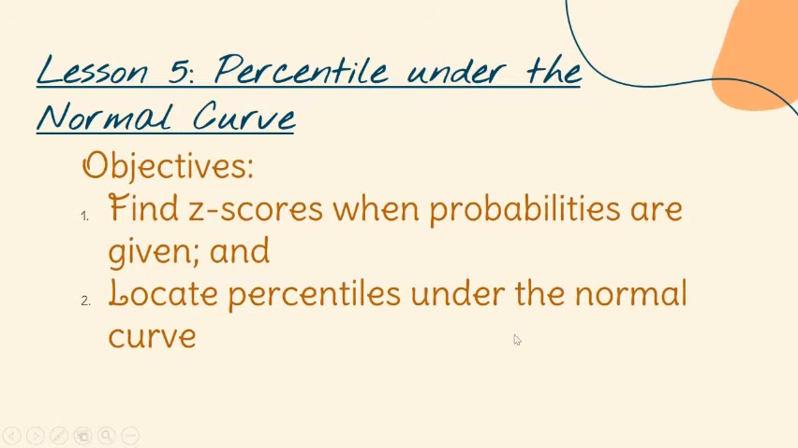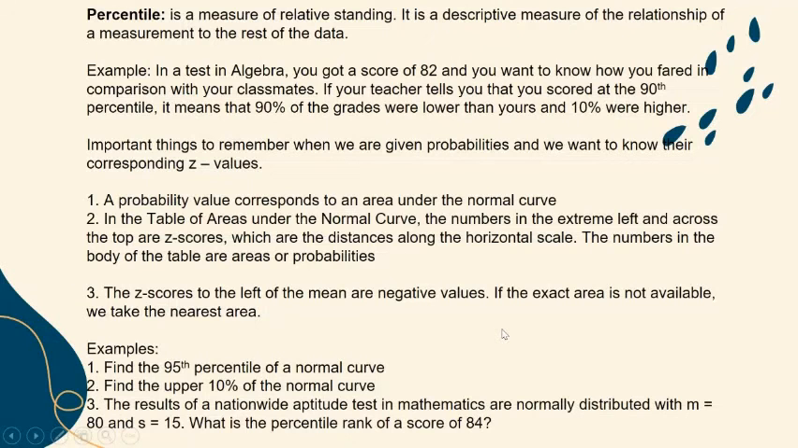We learned about computing probabilities under the normal curve. We also learned about the proper use of the z-table. So in our fifth lesson, we are going to learn how to determine percentiles and locate them under the normal curve. So for our objectives, first is to find z-scores when probabilities are given, and lastly, locate percentiles under the normal curve. What is percentile?